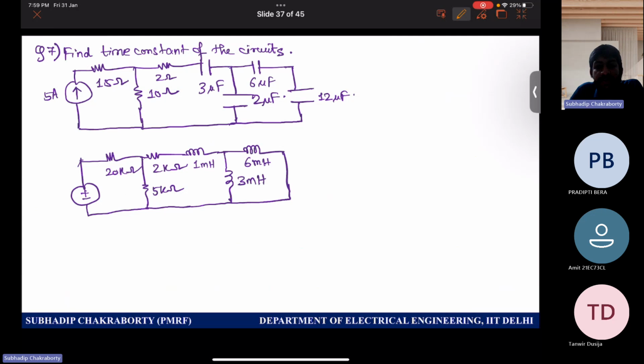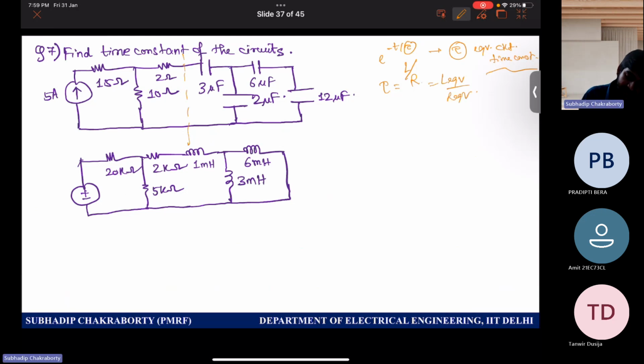Now see the next problem. You need to find the time constants of the circuits. In order to determine the time constants, because we are doing e to the power minus t by tau, this tau is the equivalent time constant of the circuit. So you need to know how to determine the equivalent time constant. It is nothing but L by R, that is L equivalent by R equivalent. And if it has capacitors, then tau equals RC, the R equivalent into C equivalent.